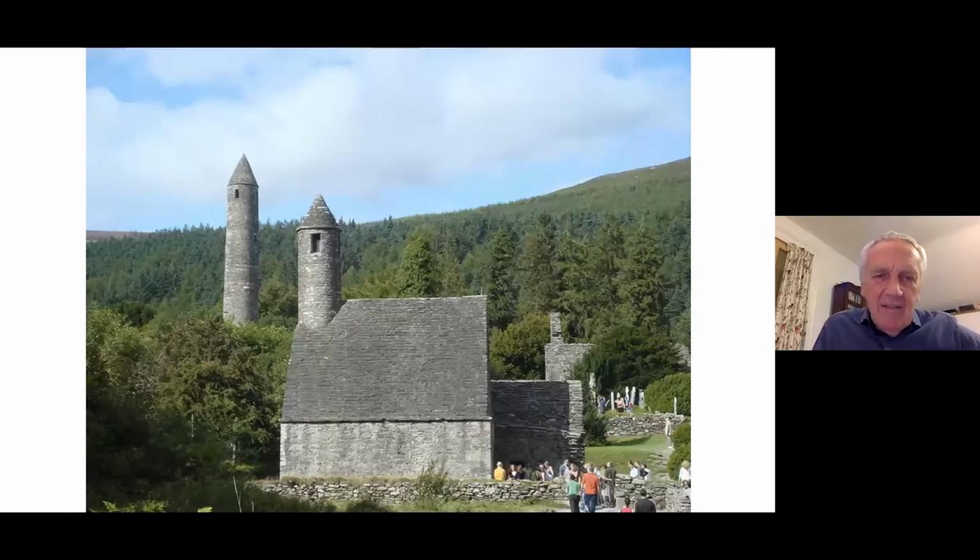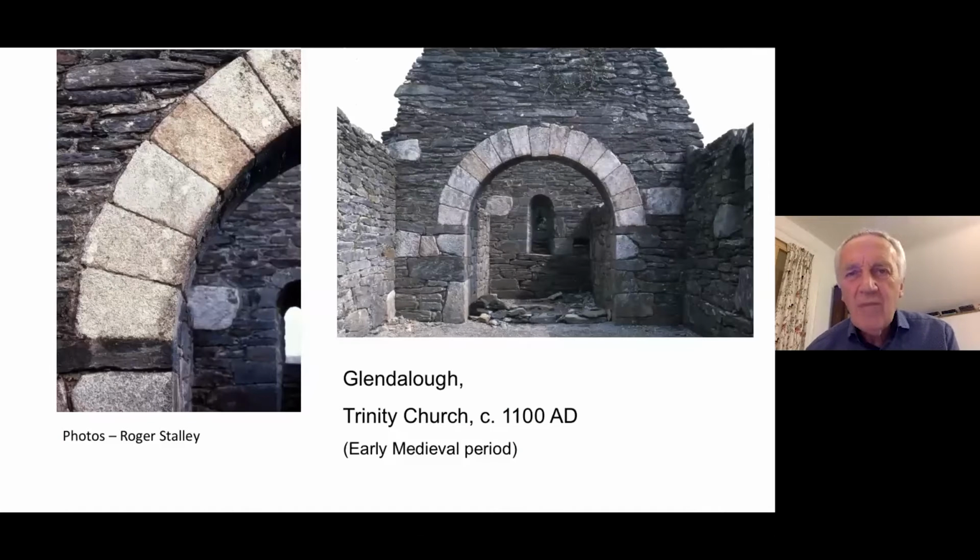Here is the little monastery in Glendalough, and here at Trinity Church, you can see the way the local rocks have been used. The schist has been used as the main building material, but around the arch there's lovely dressed granite that was used to support the arch.